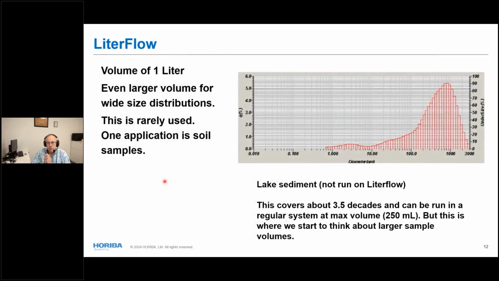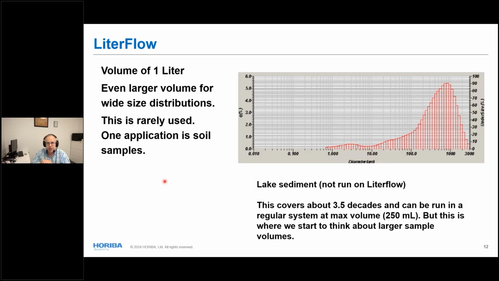Okay, now we have a larger volume system. I mentioned earlier that if you're measuring a very broad distribution, you might need to look at a lot of particles. The way to do that is that there is a maximum number of particles you can put into the system before you can't do a successful measurement. So you add more liquid to your system. There is an option with a volume of about 1 liter. This gets you data from very broad size distributions.